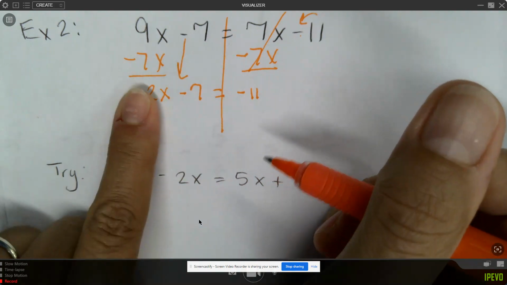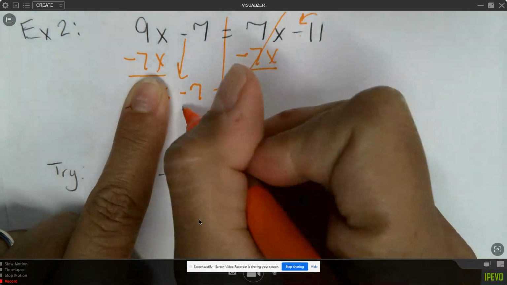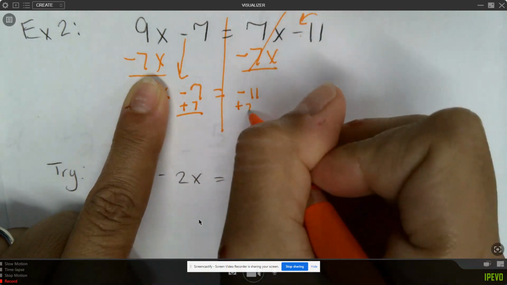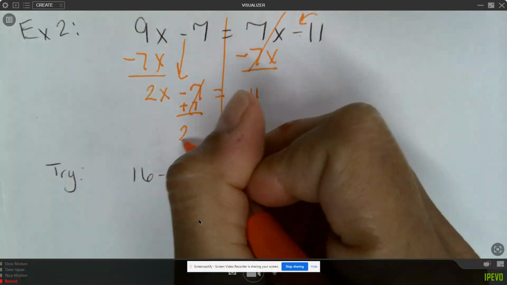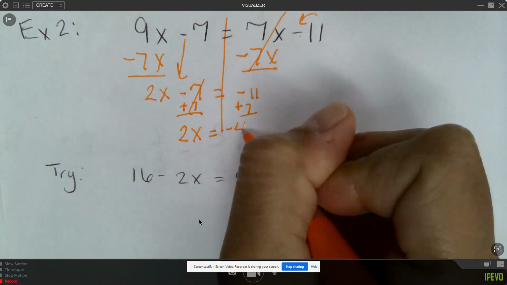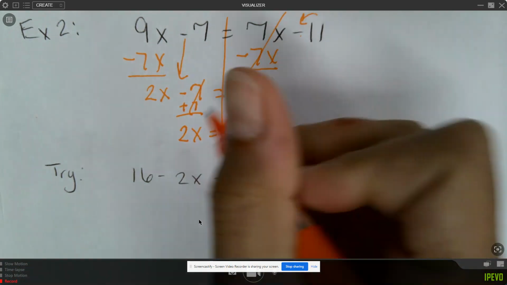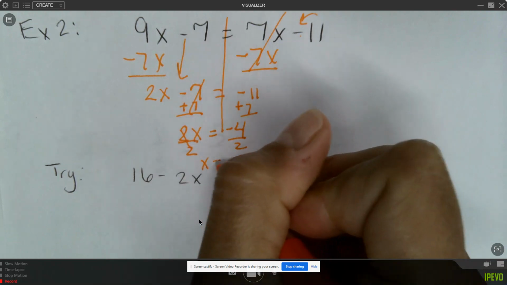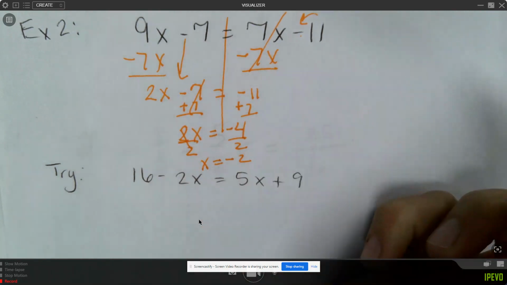All right, now we have a two-step. Again, cover it up. Whatever's happening on your finger, you'll do the opposite. So it's negative 7, so I add 7 to both sides. You're left with a 2x equals a negative 4. Divide both sides by 2, the number with the variable. So x is going to equal negative 2.